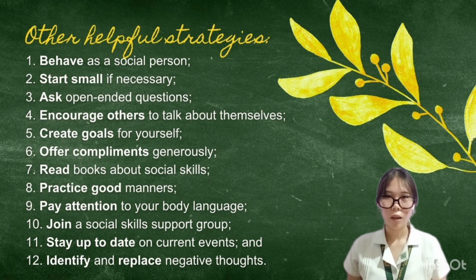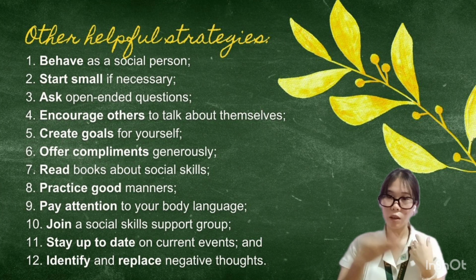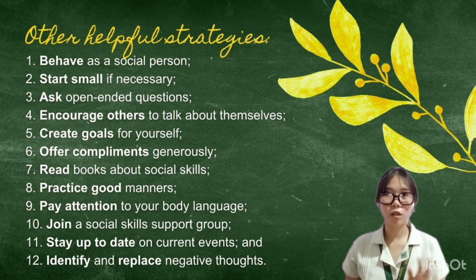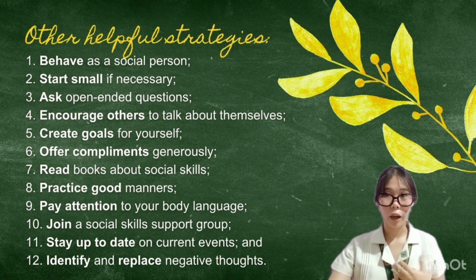Number six is offer compliments generously. So it means acknowledging and appreciating others for their good or positive qualities. Seventh is read books about social skills. Reading books is very essential because you learn theories and gain practical tips from experts. Number eight is practice good manners. We really have to demonstrate politeness and consideration. Number nine is paying close attention to your body language. We really need to be aware of the nonverbal messages we are sending to other people.